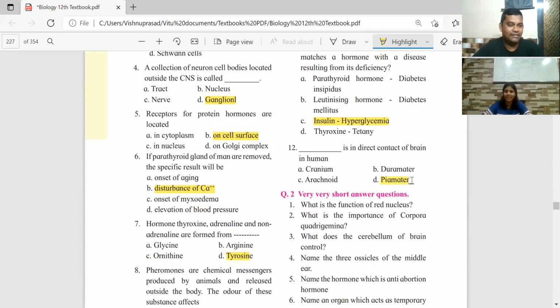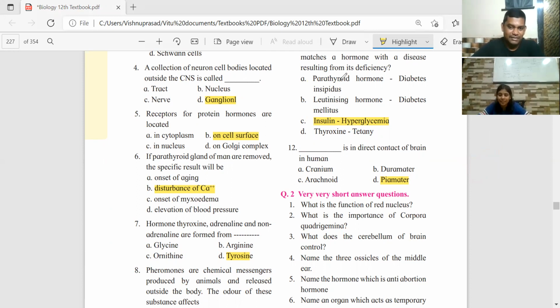Innermost is pyometer. I was confused between pyometer and what? Innermost is pyometer, and below the pyometer is the actual brain directly. Think. Durameter is in contact with cranium. Yes, you're right. But durameter, then arachnoid, then pyometer. Then comes the brain. Yes, correct. Now is it clear?